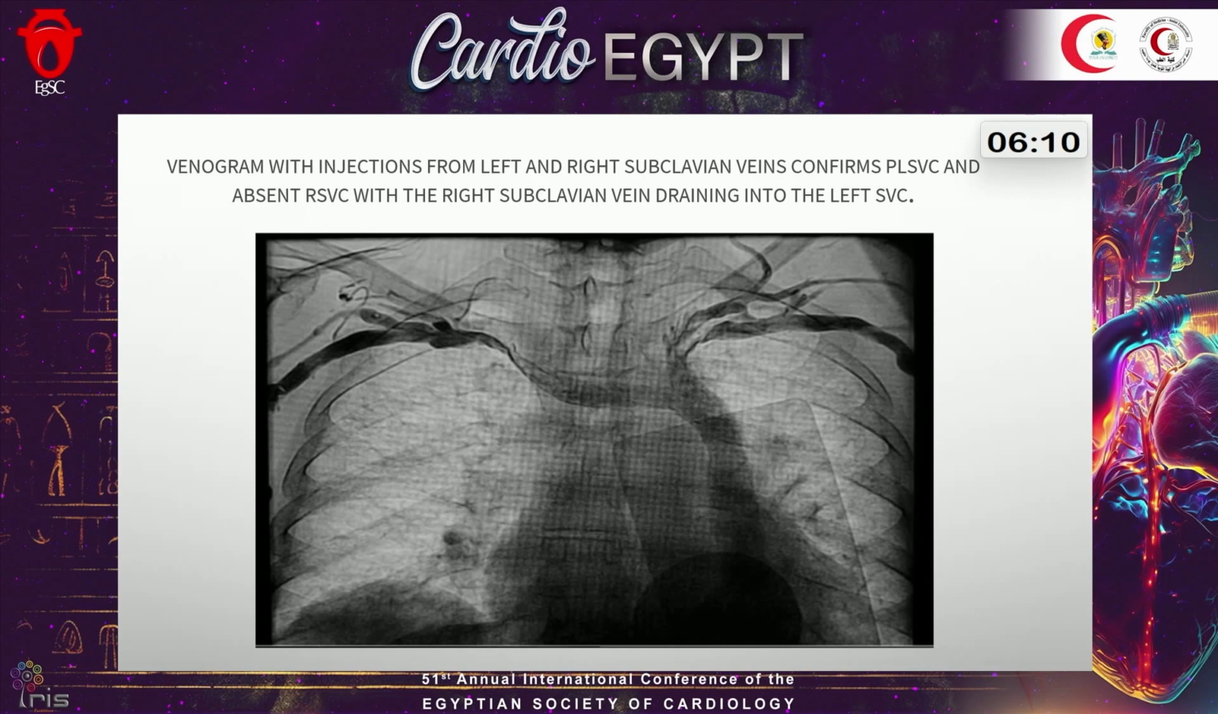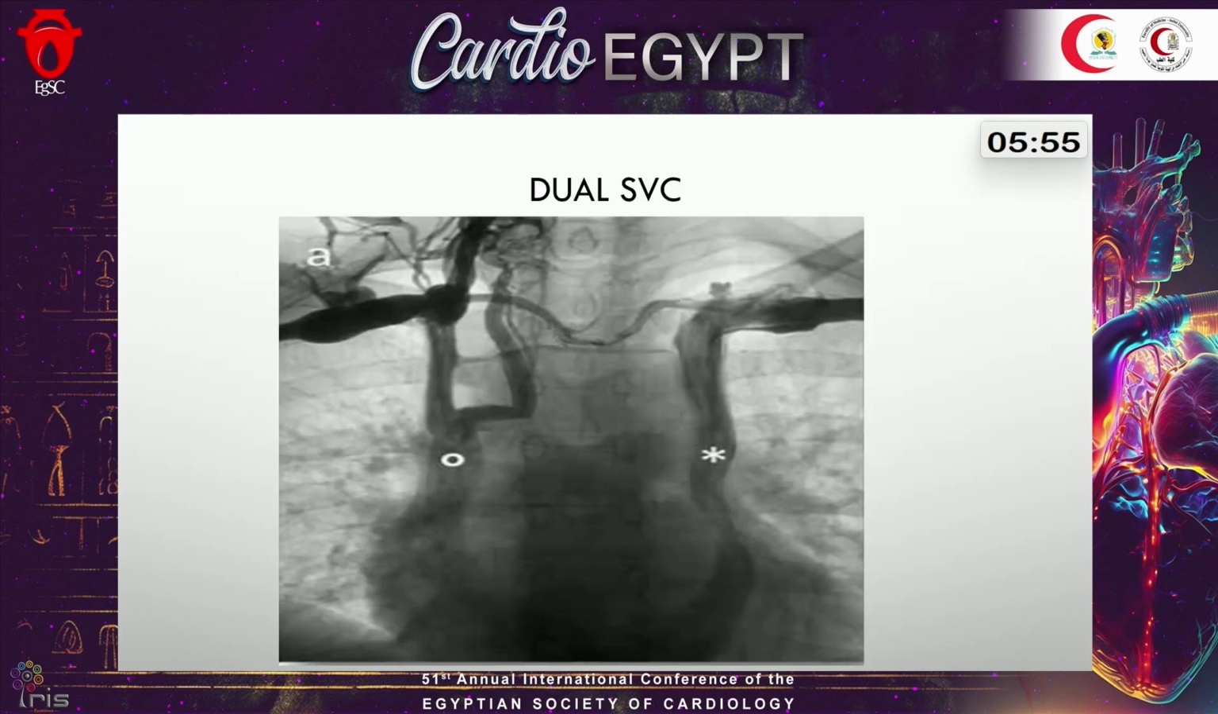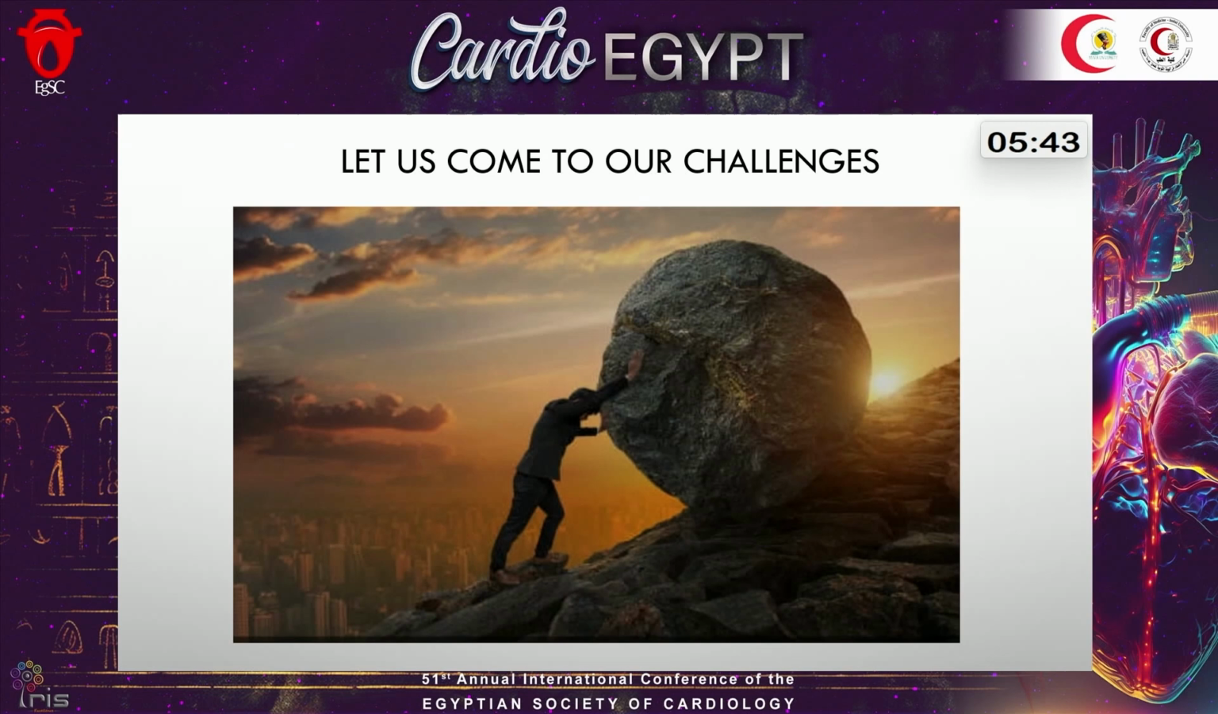Left subclavian, right subclavian, both of them unite into one SVC, which is the left SVC. No right SVC here. Let's come to the next type. Here we have left subclavian, right subclavian, and a small communicating brachiocephalic vein in between. What will we do now with this challenge?